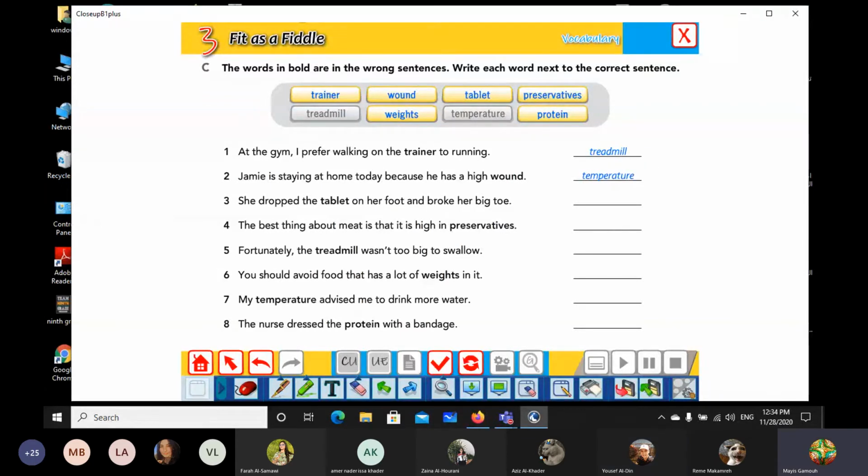Number three, Fadi. I said Fadi, right? She dropped the weights on her foot and broke her big toe. The weights, yeah. What is the meaning of weights, Fadi? Heavy weights. Yes, it is a material that is so heavy. That's why she broke her big toe. What's the meaning of toe? The nail. Yes, it's the big finger in your foot. Thank you, Fadi.